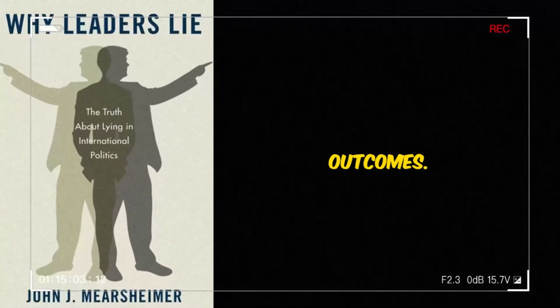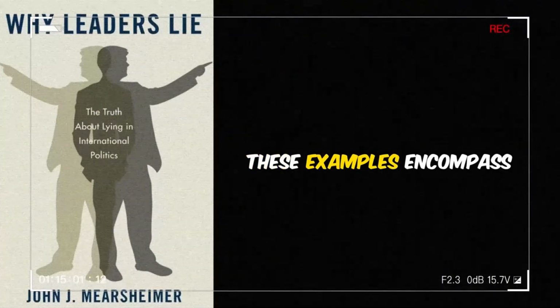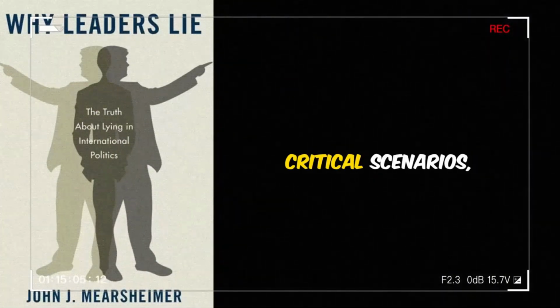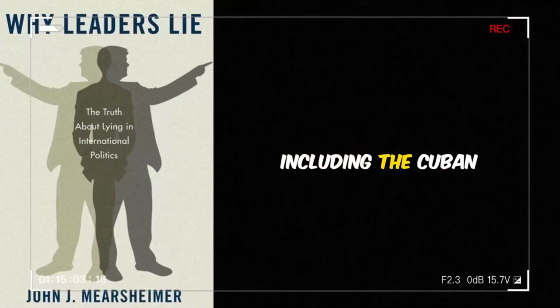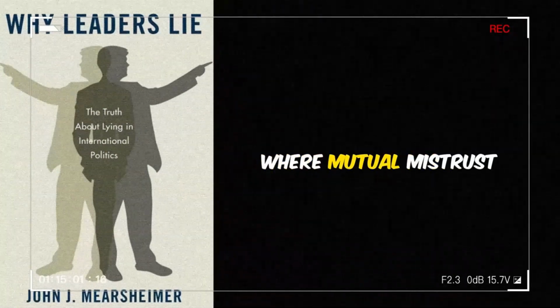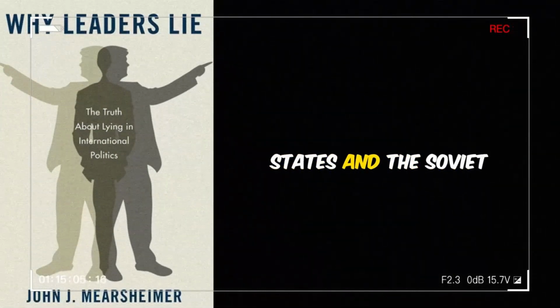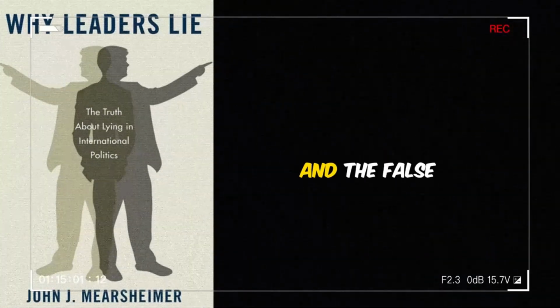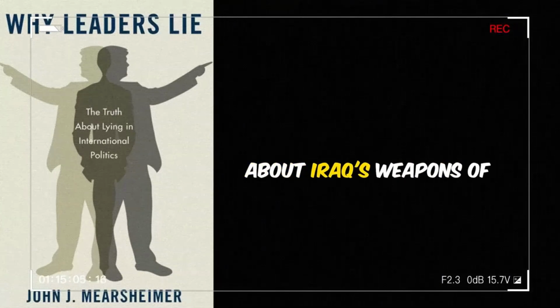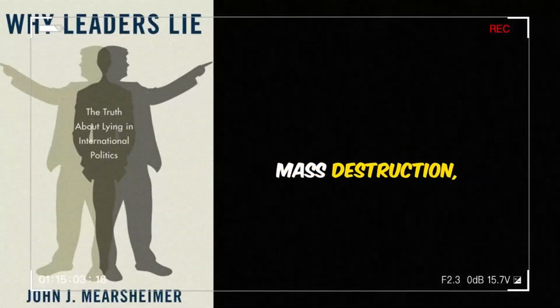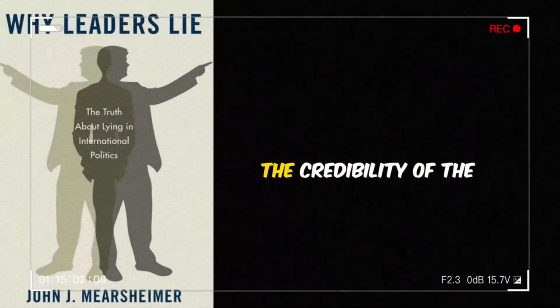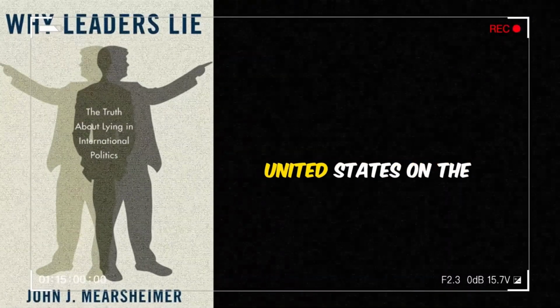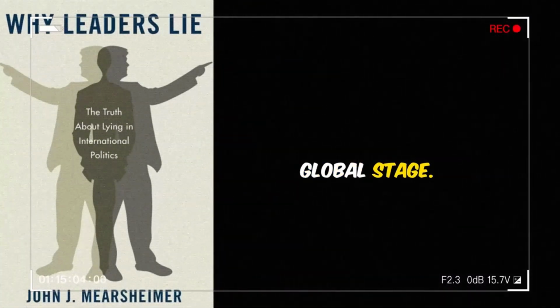To illustrate these points, the chapter presents a series of persuasive historical case studies where international lies led to detrimental outcomes. These examples encompass critical scenarios, including the Cuban Missile Crisis, where mutual mistrust between the United States and the Soviet Union nearly precipitated nuclear conflict, and the false intelligence claims about Iraq's weapons of mass destruction, which severely damaged the credibility of the United States on the global stage.